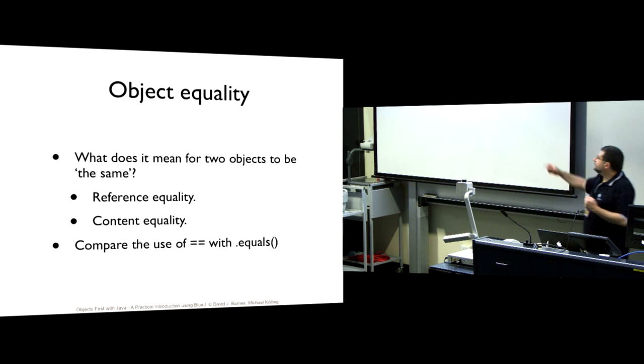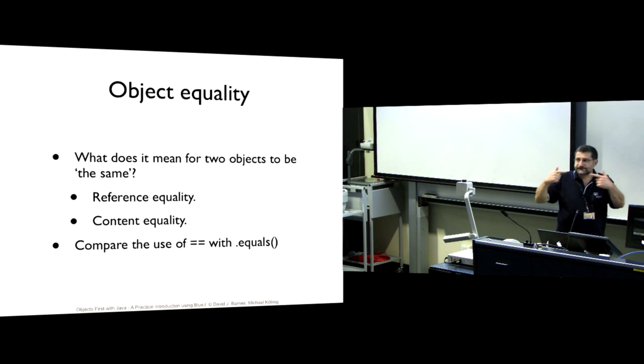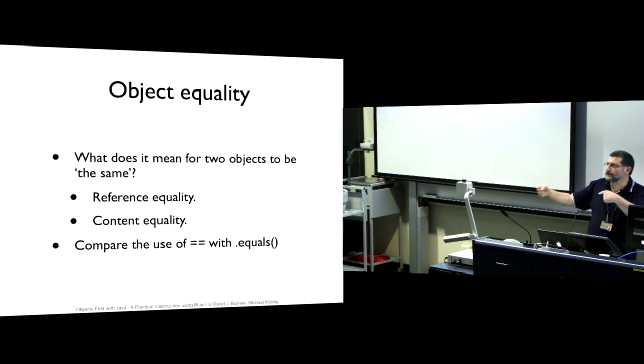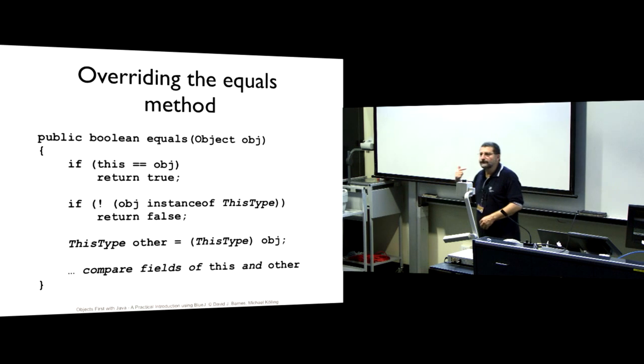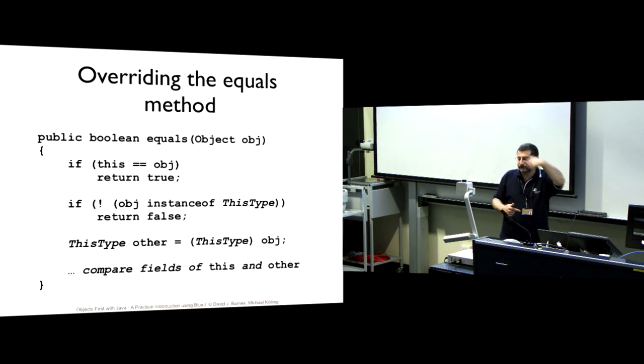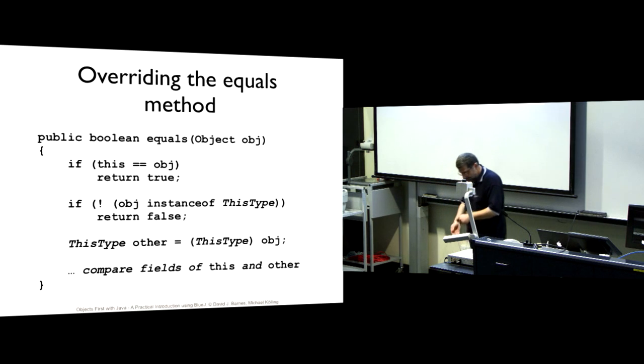So you can write your own equals routine to say, what does it mean for one object to be equal to another? And this is exactly like toString. It overrides the equals that's been defined in the object class. So here's an example, and this is an interesting one. What does the first if statement do?